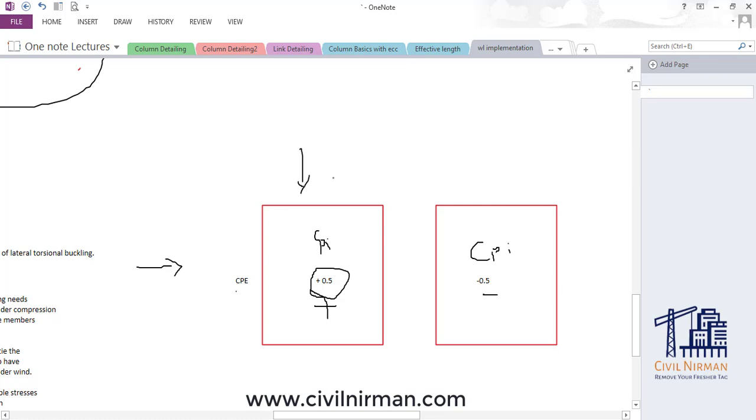Similarly, when you go with the 90 degree part, in that case also you have to go first with plus 0.5 Cpi, that is for the positive value, and then for the negative value. Positive means pressure, so we will analyze our structure with Cpe plus or minus Cpi. So first you assume pressure, then you assume suction. For each category you have to go with plus 0.5 and minus 0.5.